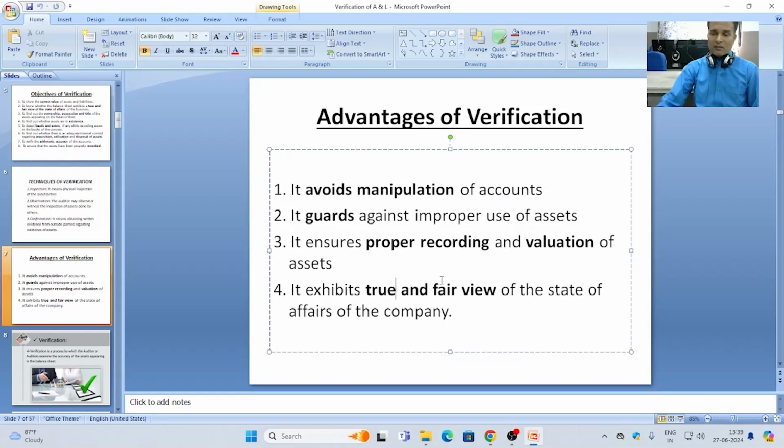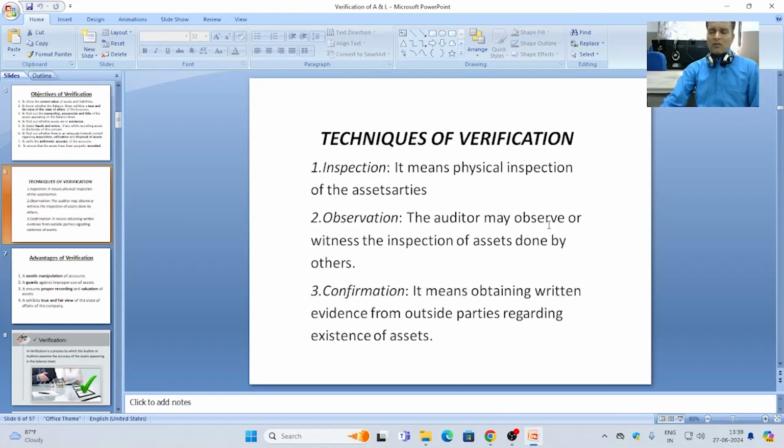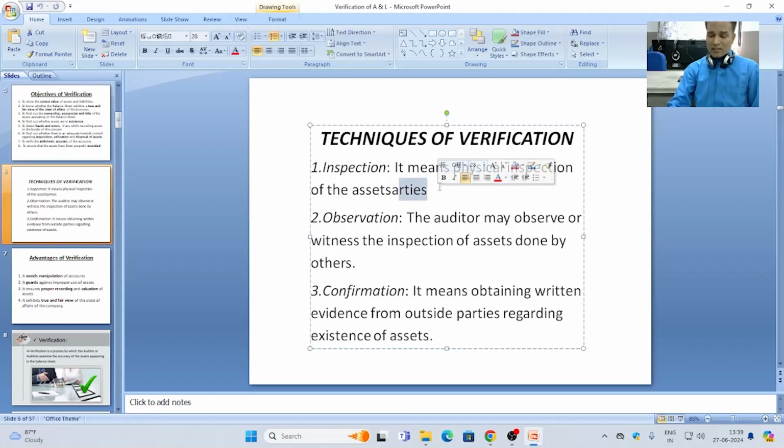So let me start the verification. Verification may be done with various techniques. The main techniques are here. First is inspection. It means physical inspection of the assets by the auditor. These are the assets which are shown by the balance sheet, and these are the liabilities which are shown by the balance sheet.